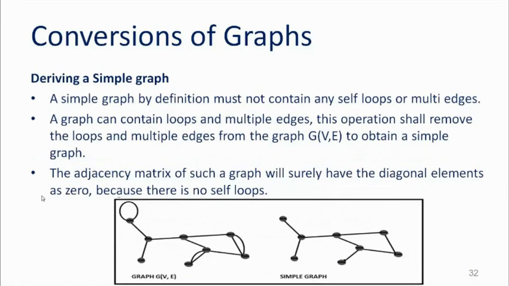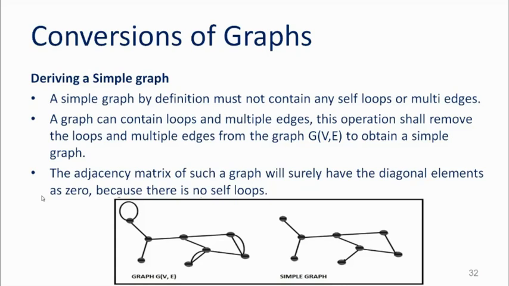Deriving a simple graph. A simple graph is one that doesn't have any self loops or loops. If you look at the adjacency matrix, the diagonal of the matrix will always be 0. If you have diagonal elements as 0 in the adjacency matrix, then you can assume that there is no self loop.